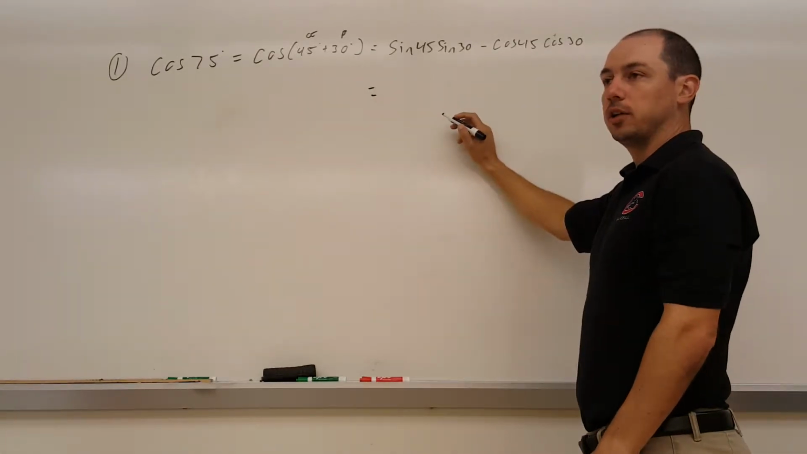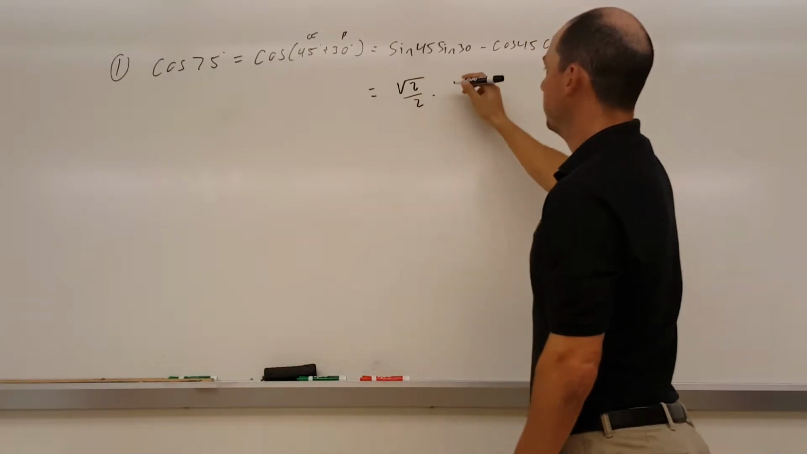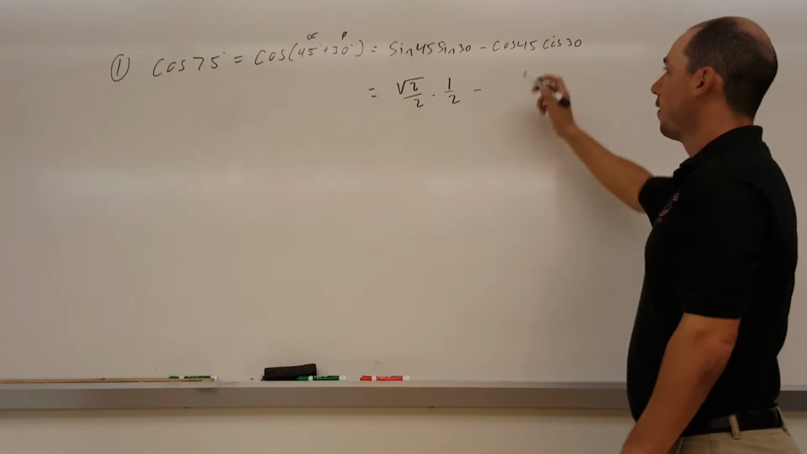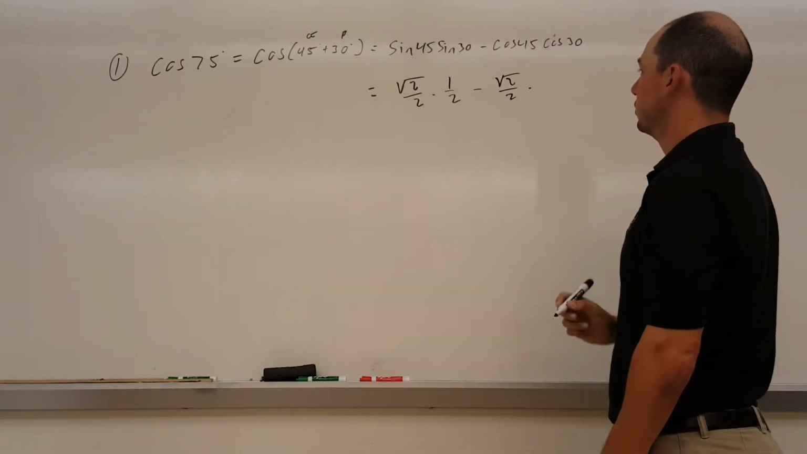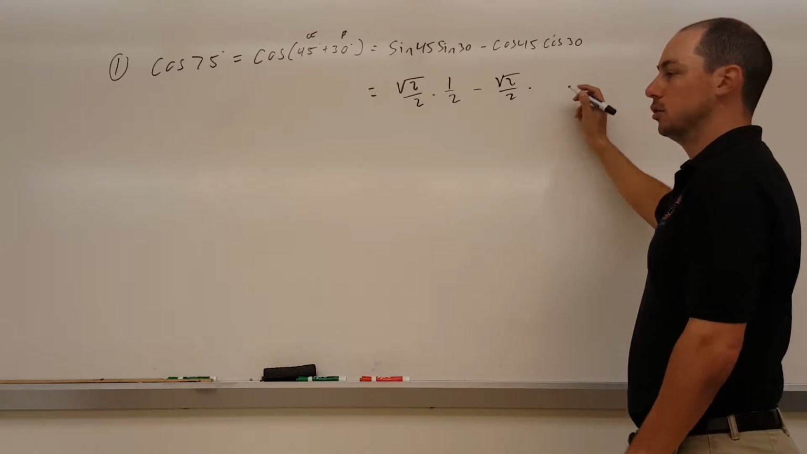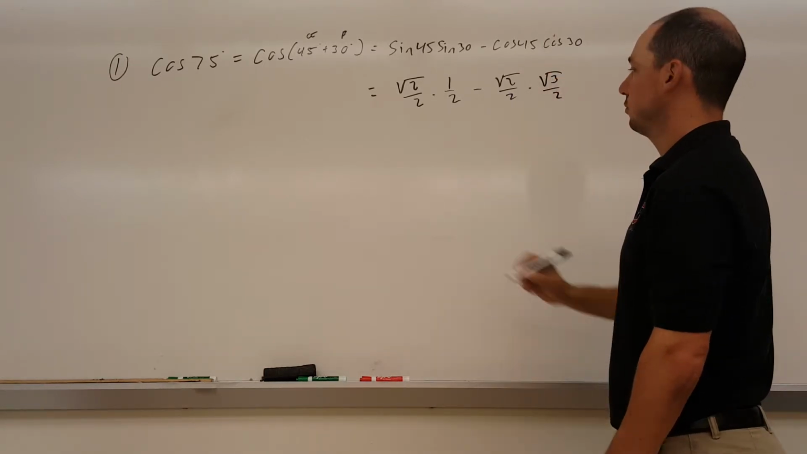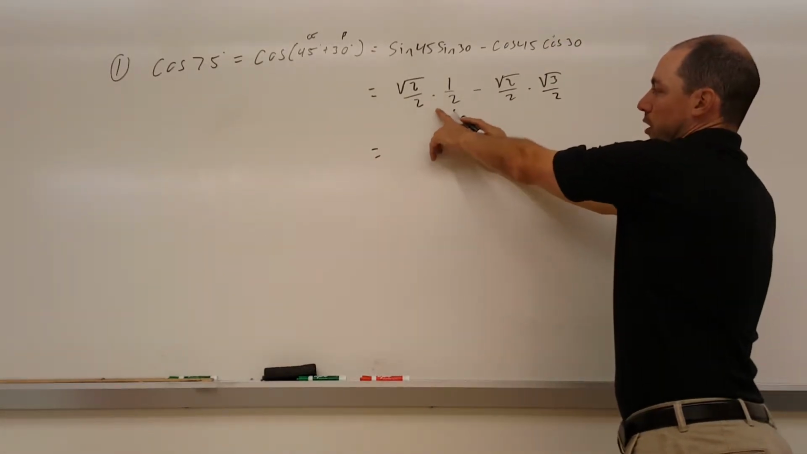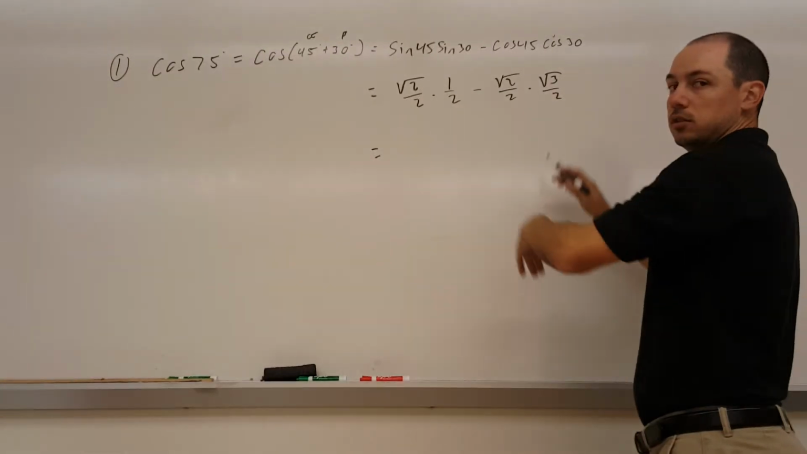Sine of 45 degrees, that's radical 2 over 2, times the sine of 30, which is 1/2, minus cosine of 45 degrees, radical 2 over 2, times cosine of 30, which is radical 3 over 2. Okay. When we multiply these fractions, we're going to get over 4, and when we multiply these fractions, we're going to get over 4.